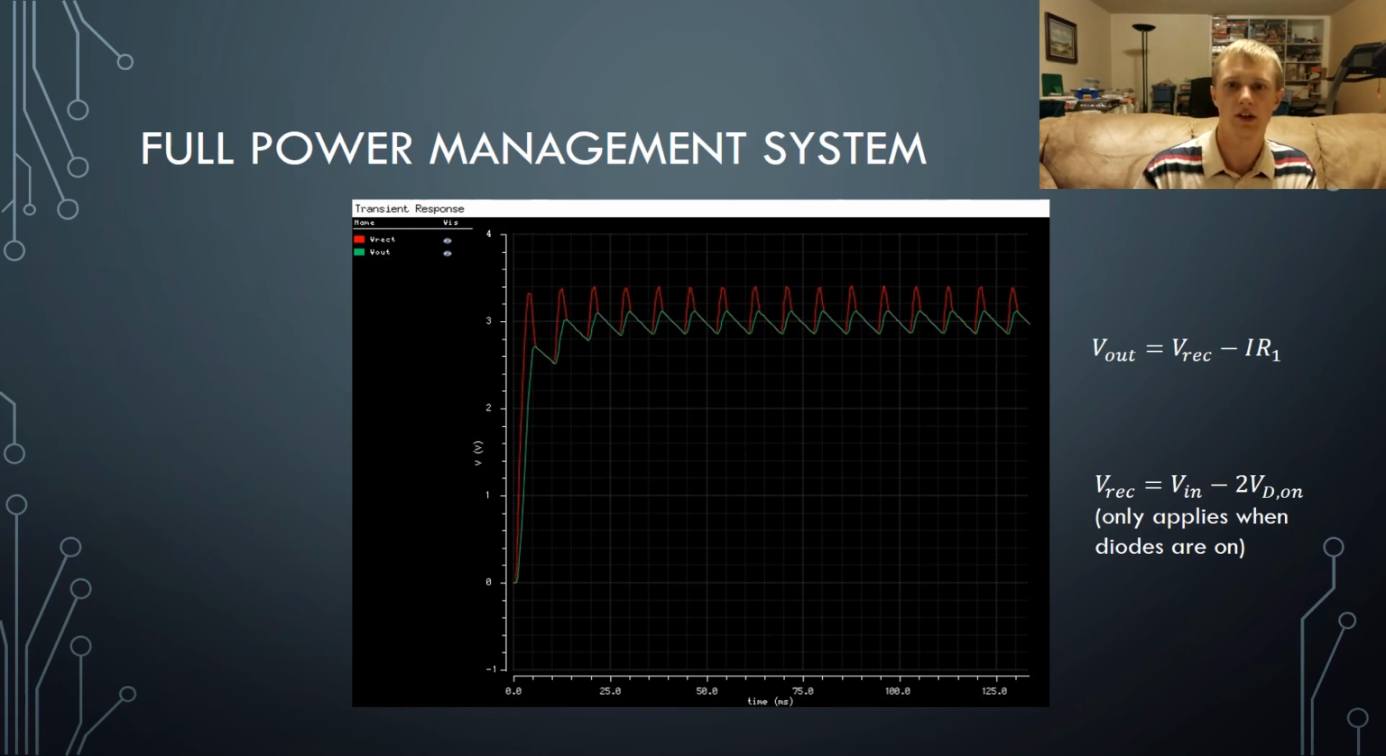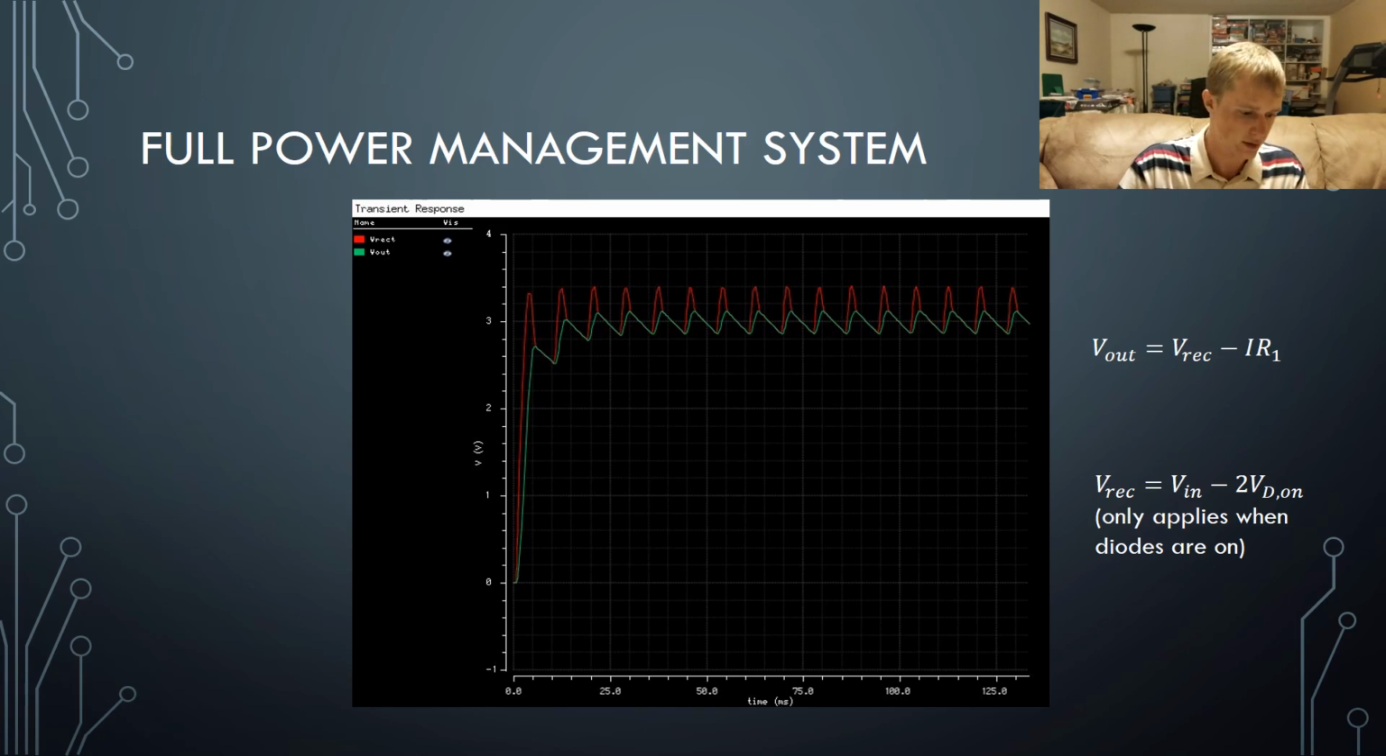At that point, there will be a large enough current from Vout to turn off the diodes. Then at this point, Vrec will follow Vout until Vin is large enough to turn on the diodes again. Because with the diodes off, no current can flow through R1. The cycle continues and it will eventually become periodic when the amount the capacitor is charged equals the amount it is discharged.